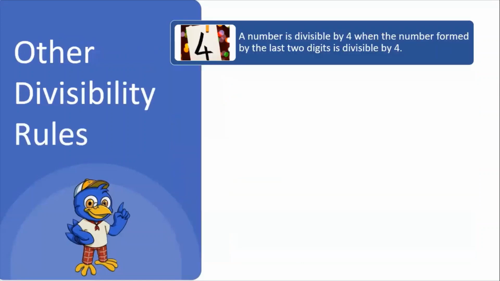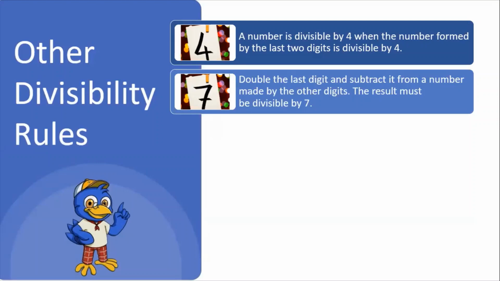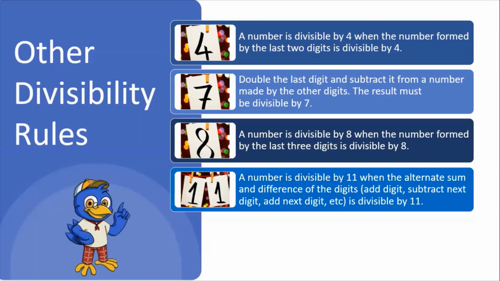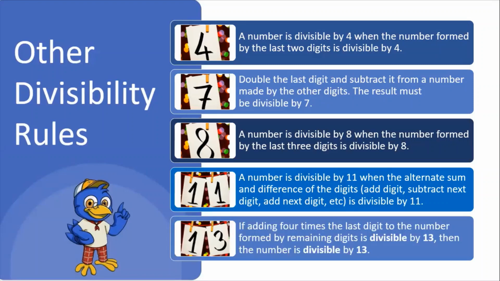Other divisibility rules are: a number is divisible by 4 when the number formed by the last two digits is divisible by 4. For 8, a number is divisible by 8 when the number formed by the last three digits is divisible by 8. On the other hand, a number is divisible by 11 when the alternate sum and difference of the digits is divisible by 11. And then you also have the divisibility test for 13. So we expect our students to know these divisibility rules, no?